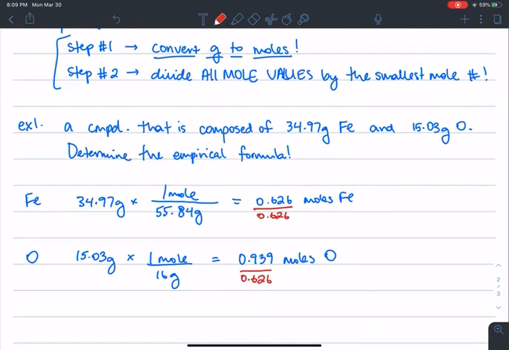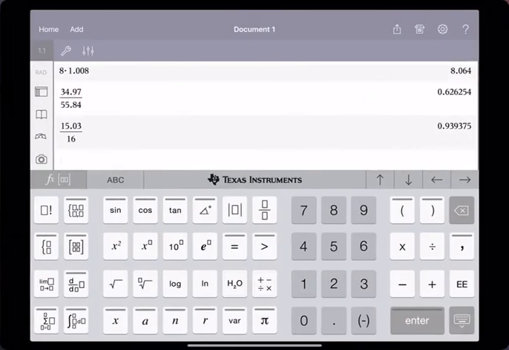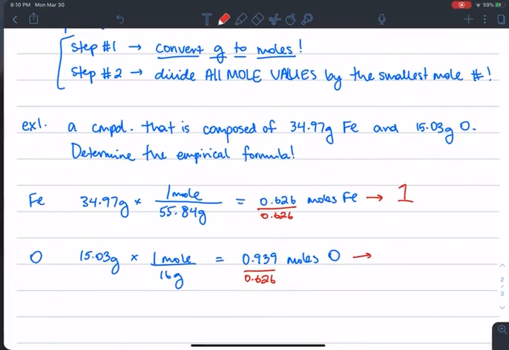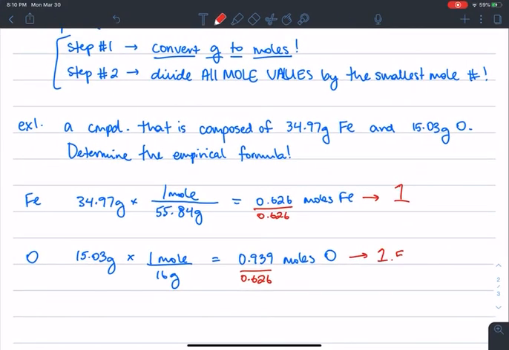Whenever you're doing empirical formulas, it's super important that you end up with a number here that is 1. You should always end up with at least one of your numbers being 1. If you don't do that, something has gone wrong. You did math wrong somewhere. So 0.939 divided by 0.626 is a beautiful 1.5. I hope you see that. So 1.5. We can rewrite 1.5 as 3 halves.